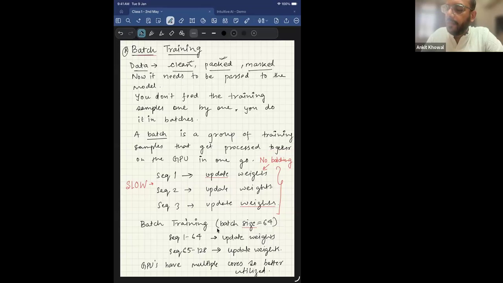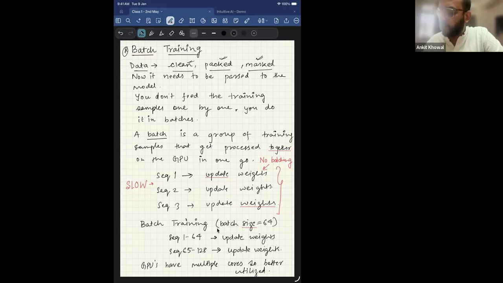Why did we do the packing? Why did we do the masking, right? Now it needs to be passed to the model. So you don't feed the training samples one by one, you do it in batches, right? A batch is a group of training samples that get processed together, right?